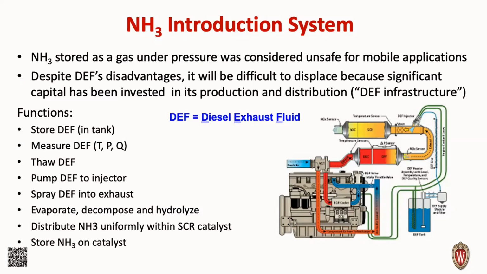So again, DEF stands for diesel exhaust fluid, and it's what you'll often see the urea water solution sold under. The urea introduction system is a tank, so you have to have a DEF tank. You have to have some sort of level sensor to know how much is in there. You have to have some sort of heater in case it gets cold and you have to thaw it. You need a pump that takes it to the injector system. You need that nozzle so you get to spray it into the exhaust. So it does represent significant cost, but unfortunately it's the safest way we have to introduce the ammonia into the system.